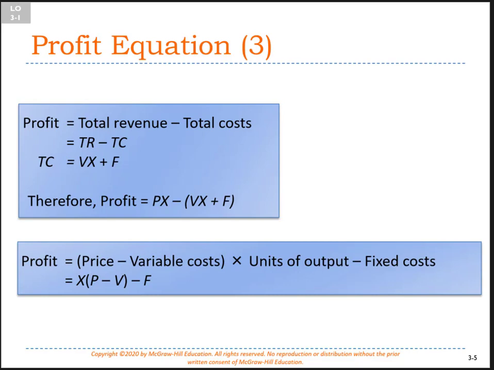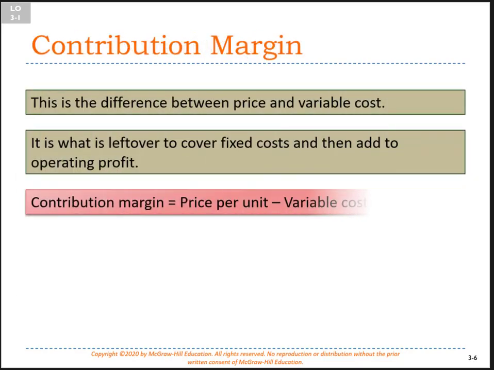So, if our price is $5 and our variable costs are $2 per unit, then every unit we make and sell is providing $3 of profit towards covering your fixed costs. Once you've covered your fixed costs, then you can make actual profit. All right, so that's why it's called contribution margin. It contributes to the fixed cost and then to the profit.